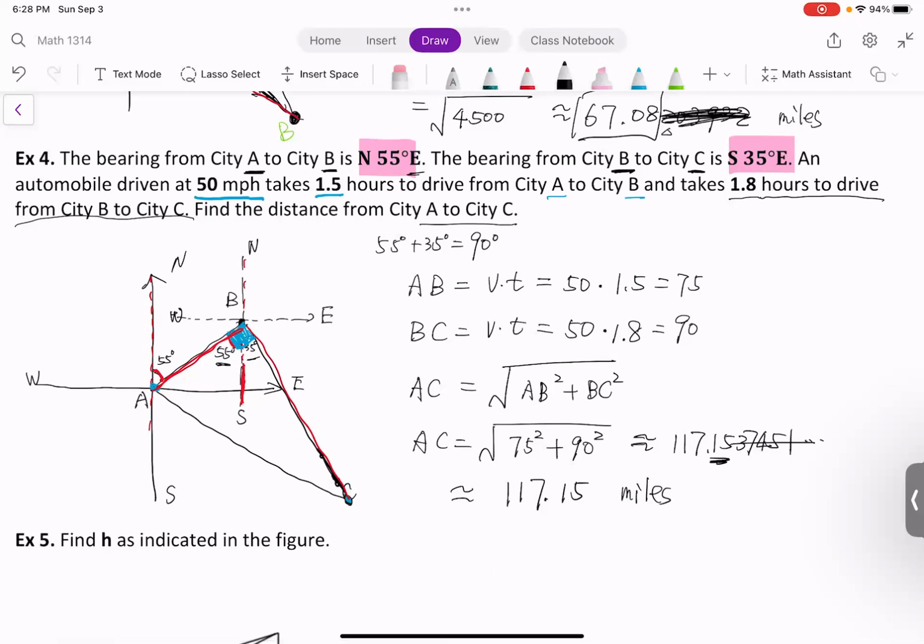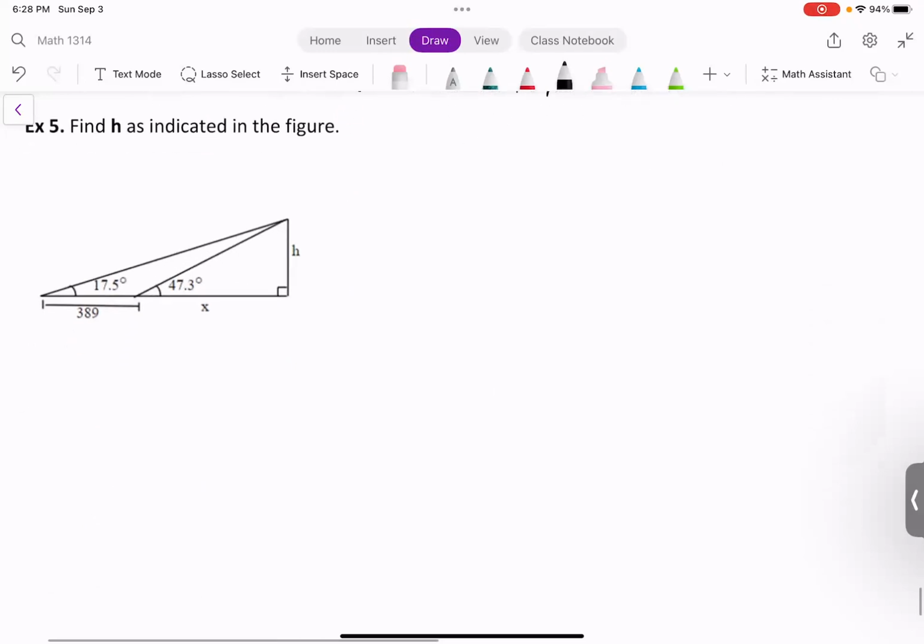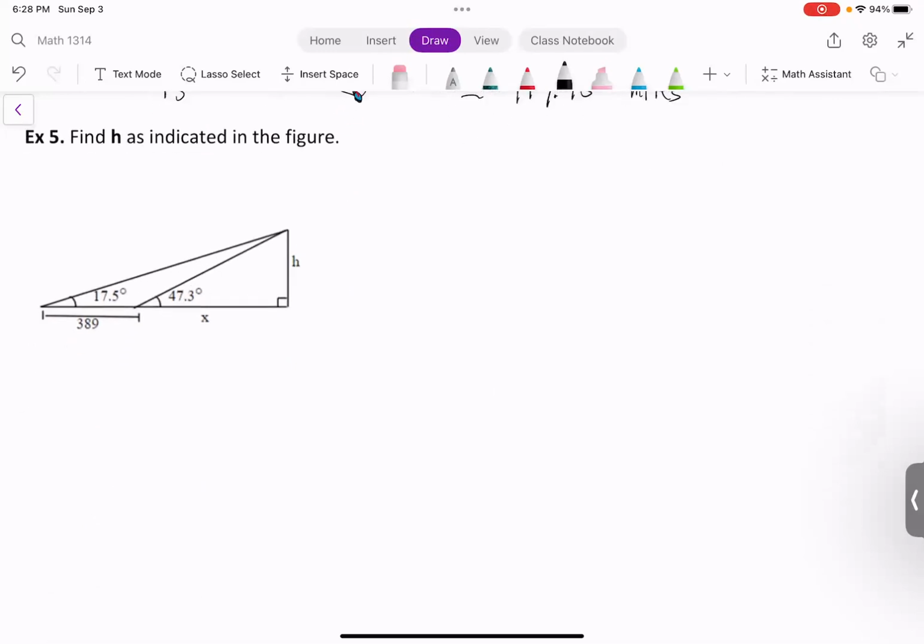All right, we're done here. How about the next one? Example 5. Example 5 is an interesting question, and it's asking about the value of h. The question has two variables, one is x, one is h, two unknowns. How do we find one of the unknowns, h? Let's see.